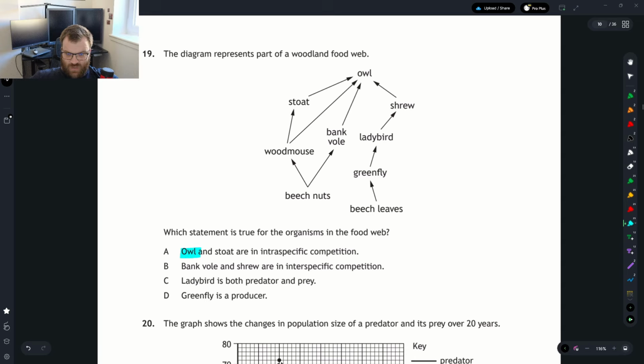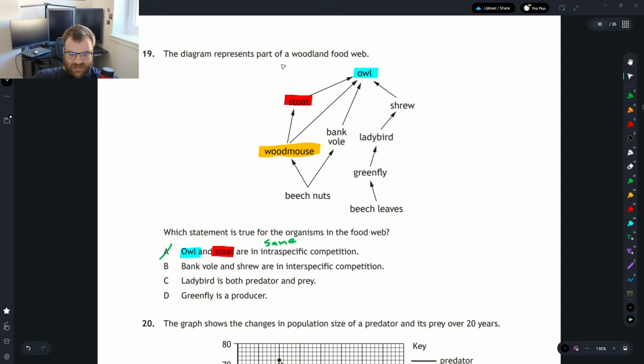So we've got an owl and we've got a stoat. Now, is this intra-specific competition? Is there anything that they're both going for? Well, they're both eating the wood mouse. So then they are in competition. Intra-specific means the same species, however. So they are in competition, but they're not the same species.